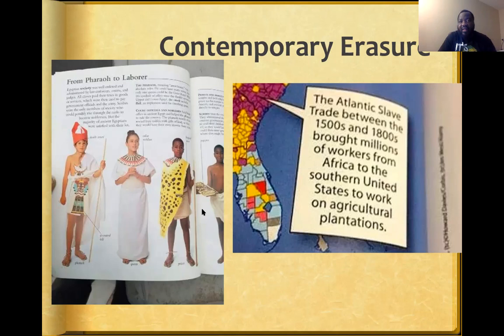Let's look at another thing here. The Atlantic slave trade between 1500 and 1800s brought millions of workers from Africa to the southern United States to work on agricultural plantations. It makes it sound like a study abroad program, a work abroad program where you are brought in to work. No, these people were kidnapped like animals, right? Packed onto boats, and hopefully we get to talk about some of this in our next session. So this is that erasure. Again, this is a grade school book, I think out of Texas. When you read this, it really erases the trauma that black people in the U.S. still haven't recovered from to this day, right? So these are the things.